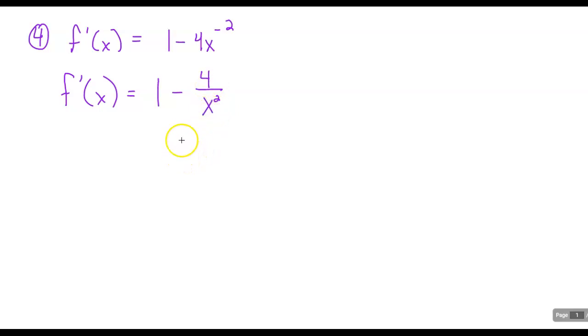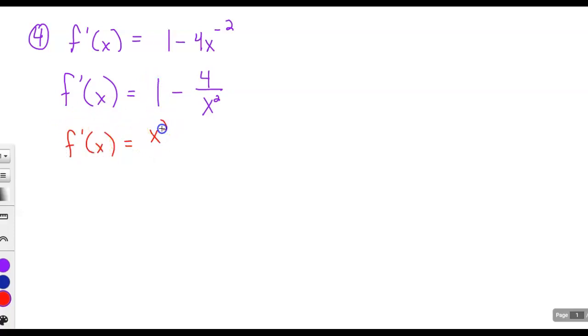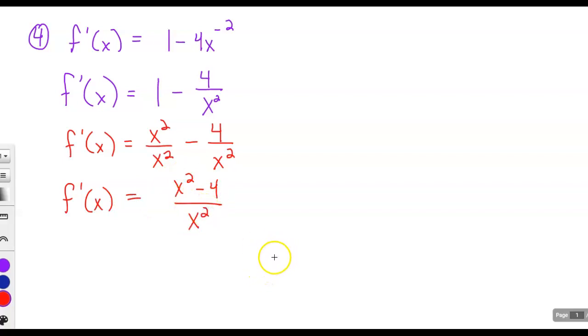So the better thing to do is if you have any type of fraction in your derivative and you're adding or subtracting another number, is to get a common denominator and make it one fraction. So this is really easy because your first number is 1. To get a common denominator, you're just going to multiply 1 by x squared over x squared, right? Or just make 1 x squared over x squared. So we're going to get a common denominator here by making 1 x squared over x squared minus, and then we have our 4 over x squared. And then we're going to go ahead and make it one fraction. So the derivative is equal to x squared minus 4 over x squared. Now we can go ahead and easily find our partition numbers.